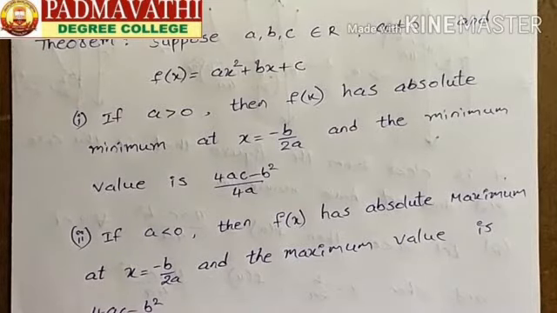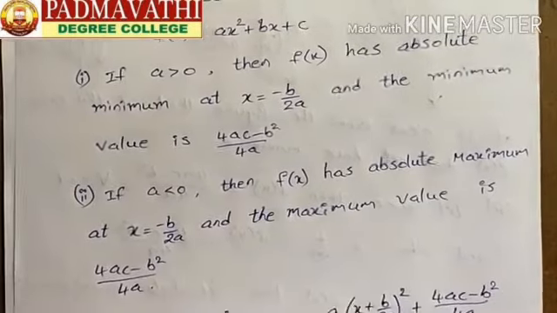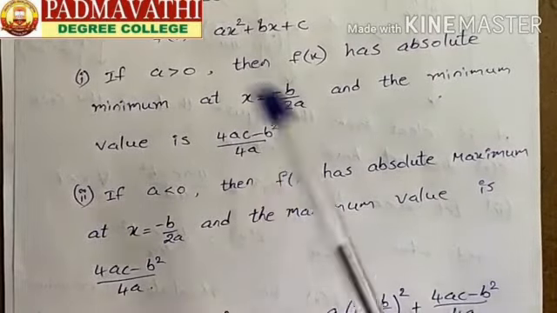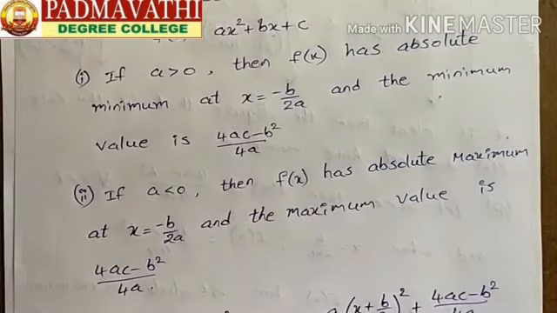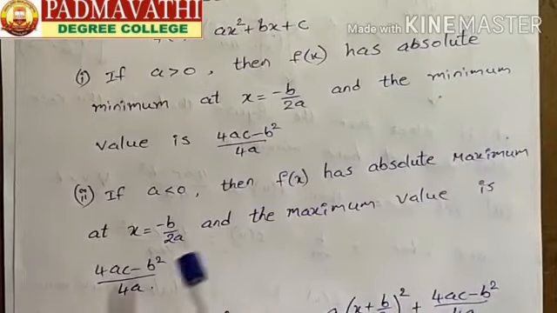And next one is maximum case. That is, if a is less than 0, then f of x has absolute maximum at x equal to minus b by 2a, and the maximum value is 4ac minus b square by 4a. So in these two cases we are observing the same value of x equal to minus b by 2a, and the absolute minimum or absolute maximum value is also 4ac minus b square by 4a.